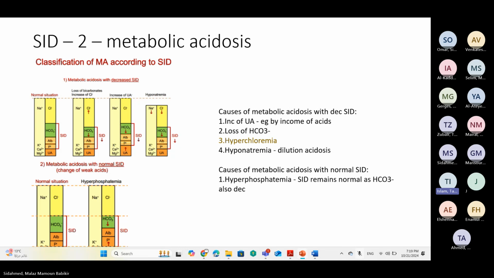And hyponatremia, once again, is dilutional. One thing increases, everything else decreases. And in case of normal SID, you would have hyperphosphatemia. Next slide.